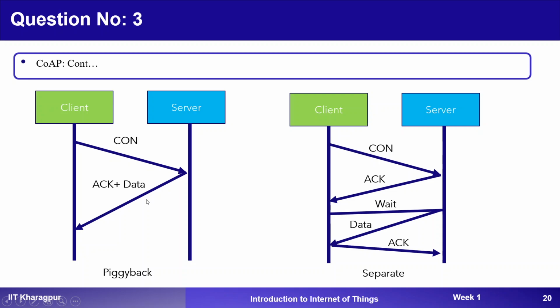However, in case of separate, you are not sending data and acknowledgement together. Initially the connection is established, then the server will acknowledge with an acknowledgement message, then it will wait for some time, and after that it will send your data. And once your client receives the data, it will again send an acknowledgement to the server to inform it that it has received the data successfully. So yeah, the correct option is pager.